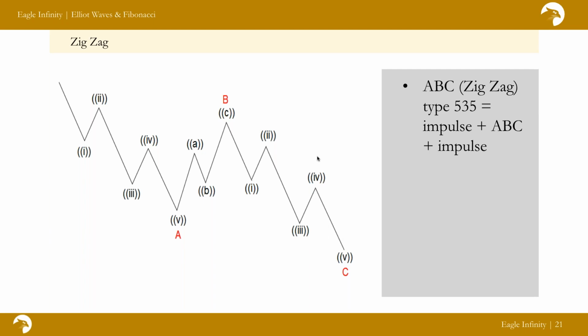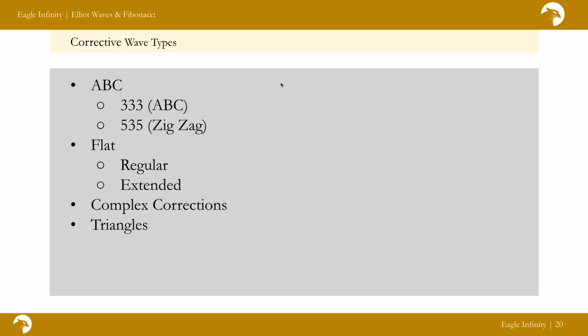There's two types. A zigzag is like a 5, 3, 5. Now, what does that mean? That means 5 waves, 3 waves, then 5 waves. You see this format a lot in Elliott wave, where you say, oh, it's a 5, 3, 5 wave. Well, that means 5 impulse down, 3 up, 5 down. Or it could be an ABC where it's 3 down, 3 up, 3 down. So a 3, 3, 3, as we said here, an ABC 3, 3, 3.